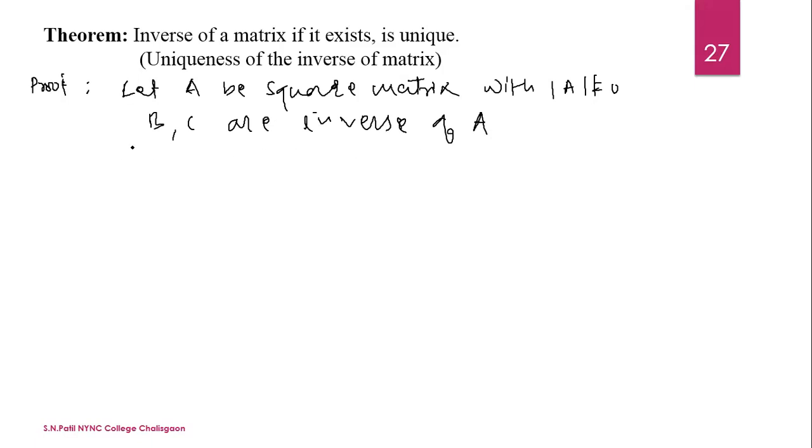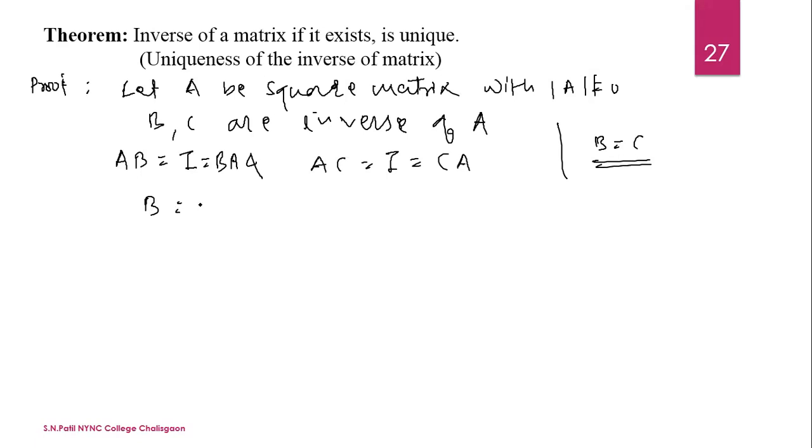Then definitely there exist the relations A into B is equal to identity matrix, which can be written as B into A also, and A into C is equal to identity matrix, and C into A. See here what we prove: if there are two inverses, then we prove both are the same. Now consider B is equal to B into identity matrix.